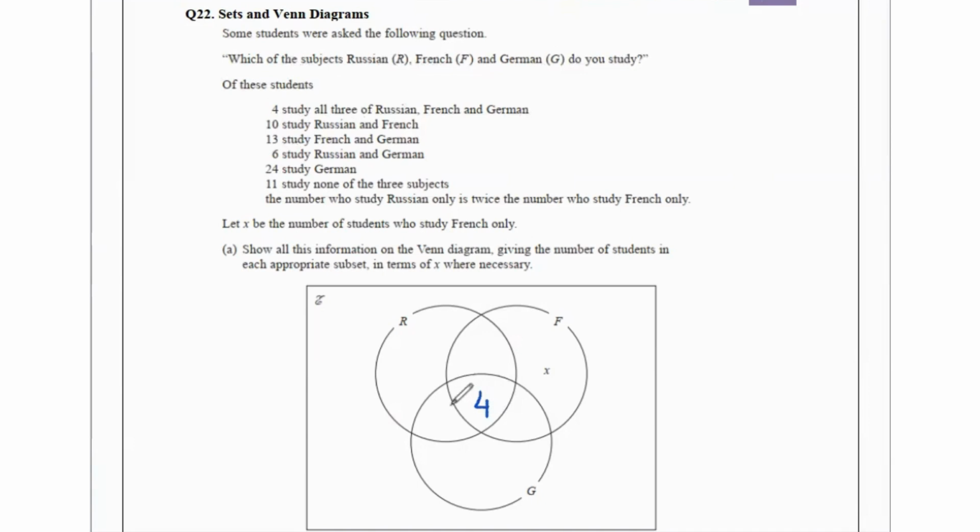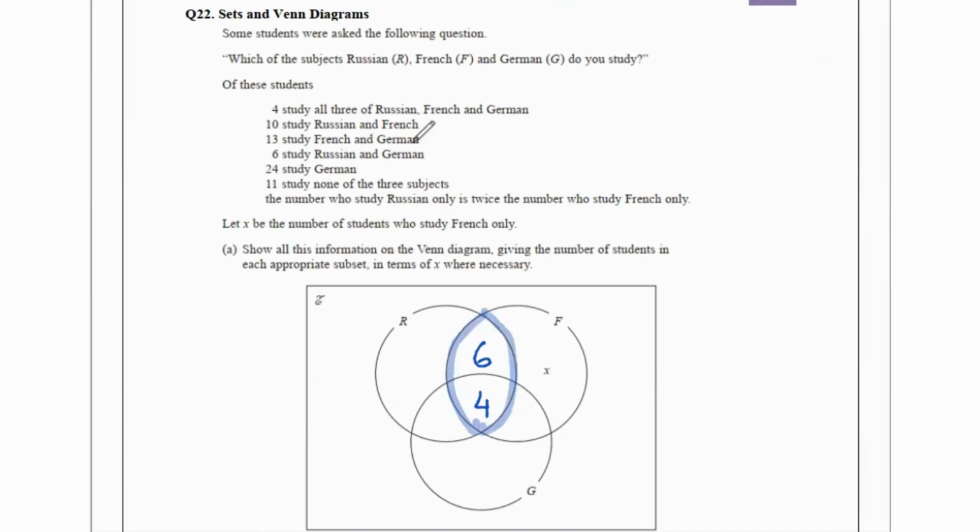So that's the common part in the middle. 10 study French and Russian. So remember when you have a 3-set Venn diagram and they talk about the common between 2 sets, when it says 10 study Russian and French, 10 is all of this part, not just the top part, all of this, because that's the intersection between Russian and French. So a part of that 10 is 4, which means the remaining part is going to be 6, because this total is equal to 10.